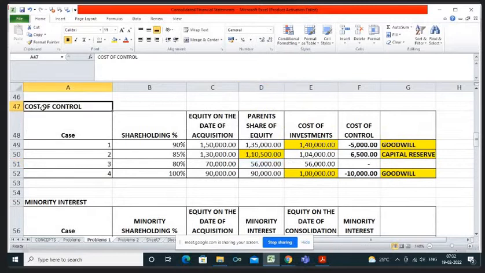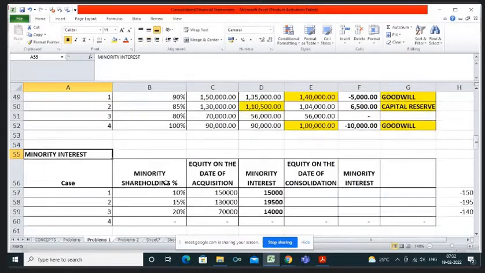This cost of control, we will do it only at the time of acquisition. But minority interest, we will compute at the time of consolidation. Every year we will do the consolidated balance sheet, so we have to compute minority interest every year.